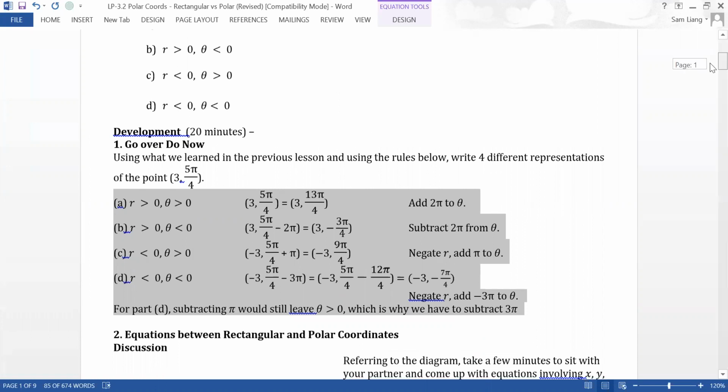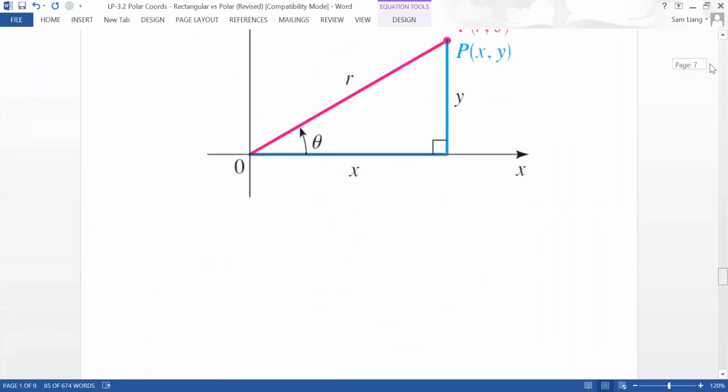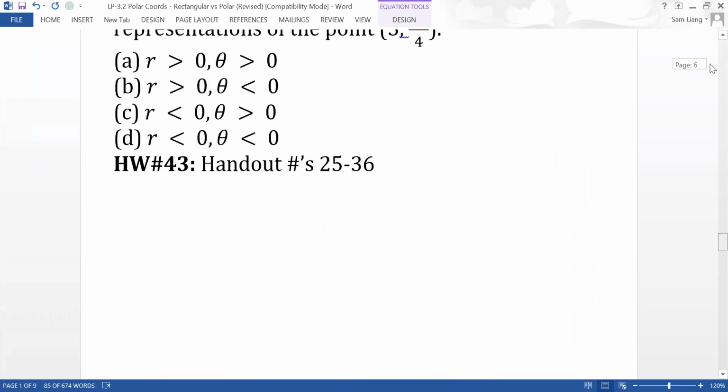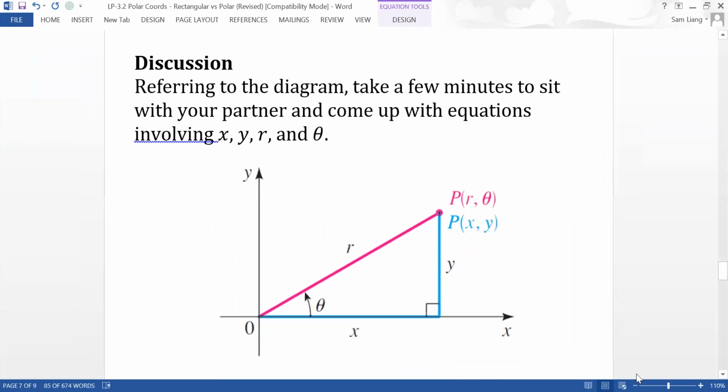So again, we're going to talk about how to convert between rectangular and polar coordinates. And to do that, we're going to just work with this diagram at first. I know it says your partner, but that's if we were in class, I would have you work together. But for the sake of time, I'll just go through this.